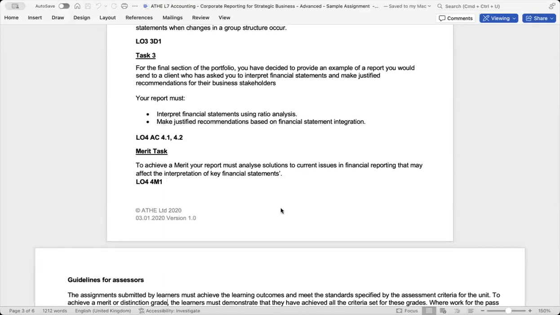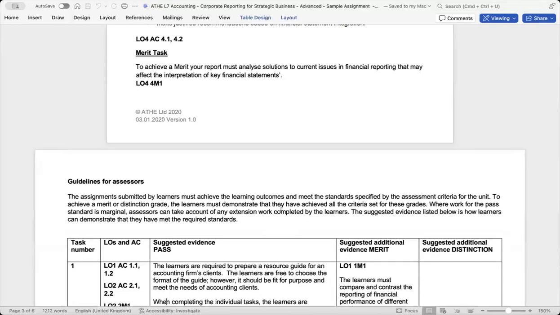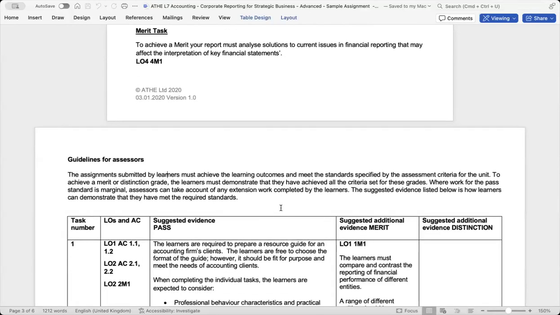So, guidelines for assessors. This is not for you.